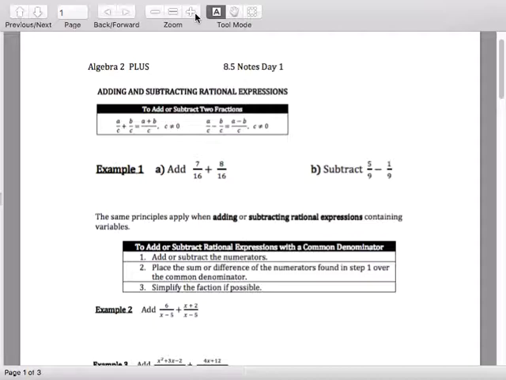So today we're going to look at adding and subtracting rational expressions. Can anybody state in their own words, what is a rational expression? What's another way to say a rational expression? Like these are rational expressions. Example 2 is a rational expression.